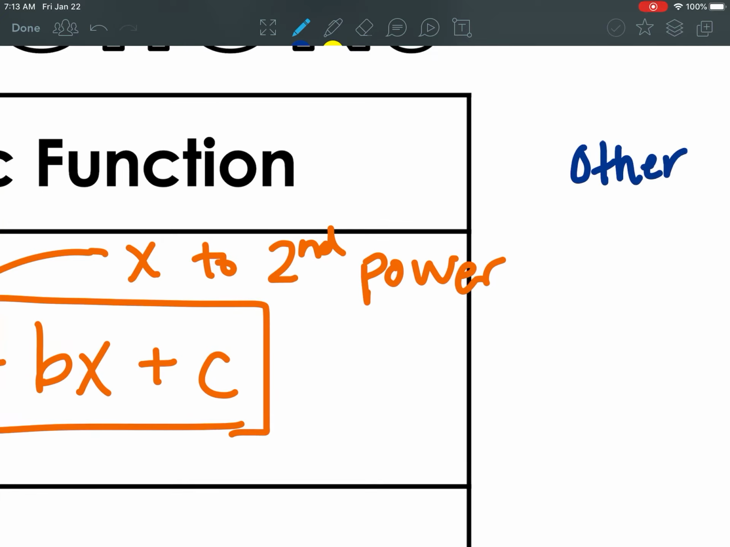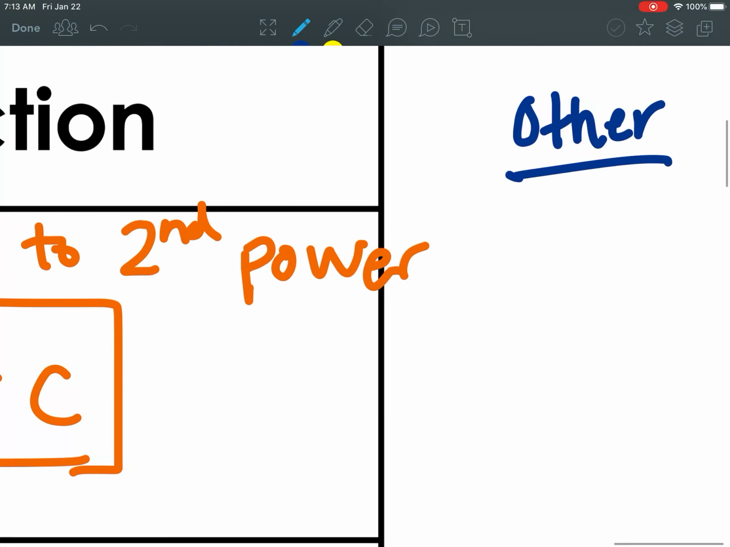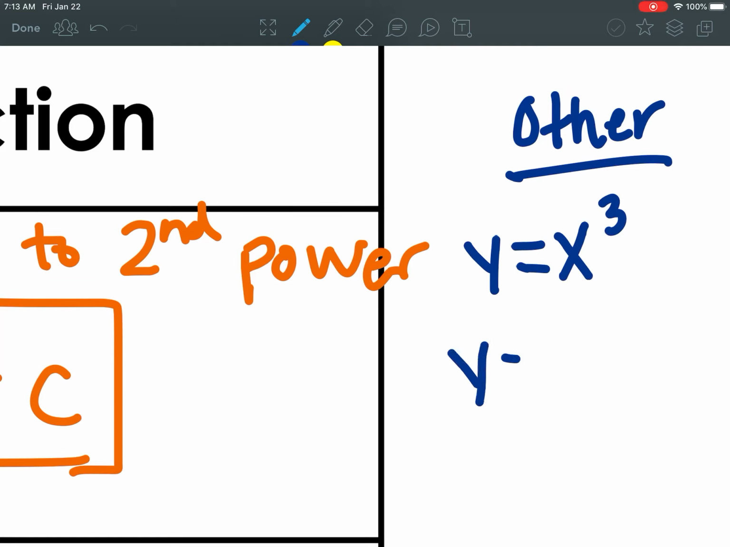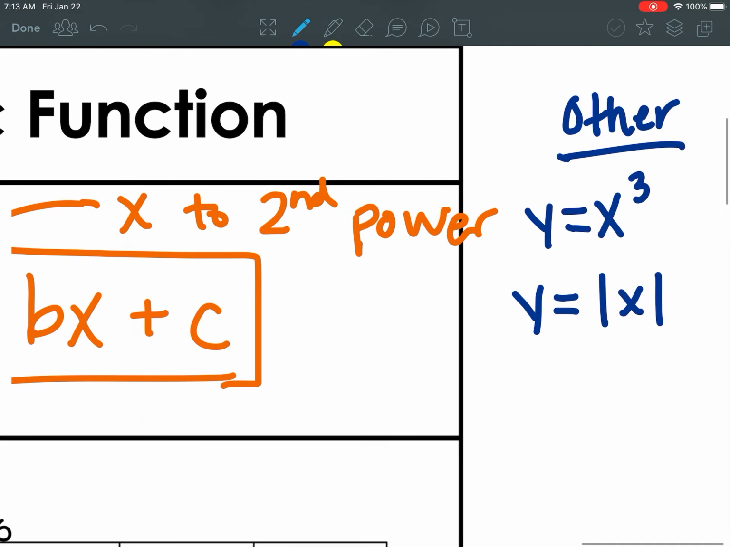Now, over to the far right here, I'm going to zoom in. There are other types of functions. So if you ever see something like x cubed in an equation, x to the fourth, x to the fifth, anything higher than x squared, for now we're going to put that in another category. Absolute value, so if x is the absolute value, again, that's a different type of function.